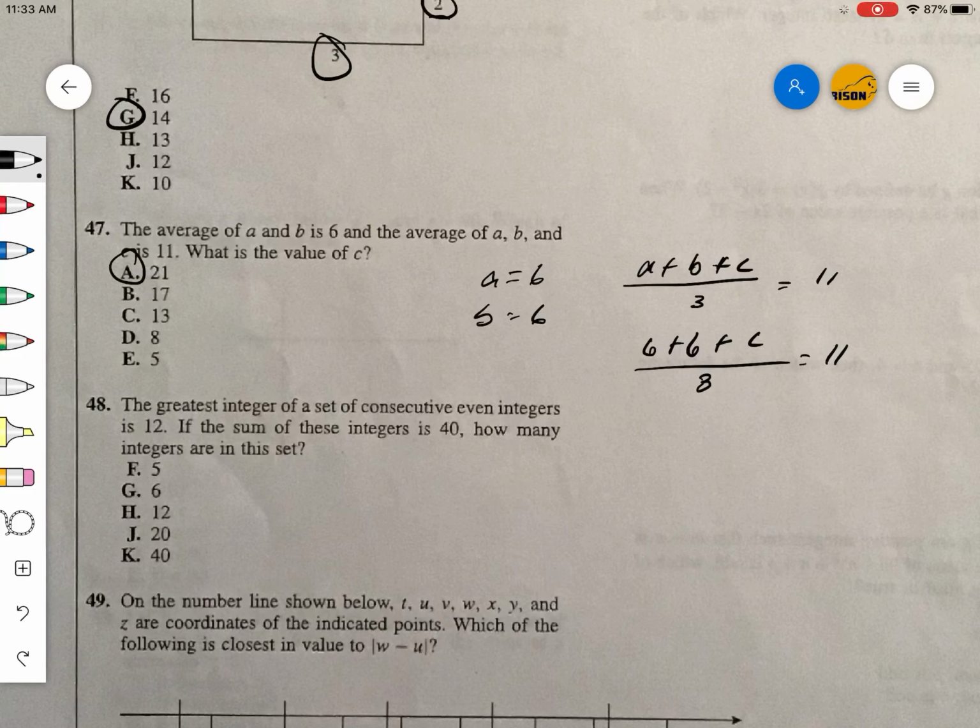Okay, so I chose A. It happened to be the first one. It doesn't always work out that way. If not, I'll try some other ones.